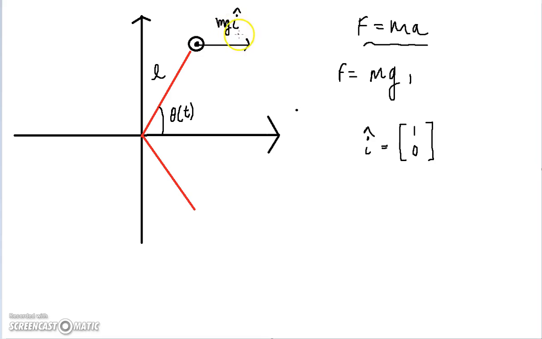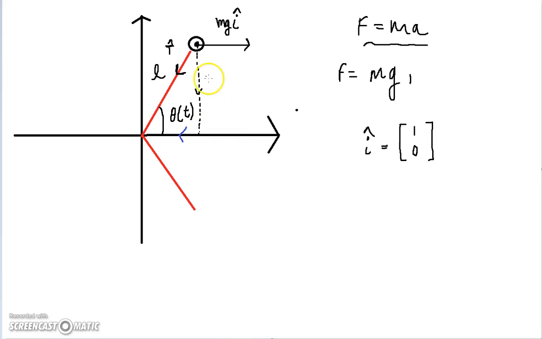Now, I said mg i hat is a force that acts on the pendulum bob of mass m. If it's attached to a string, we also have a tension force. So there's a tension force, I'll call it T hat, that acts on the pendulum. We can resolve that force like this. I should change color, so I'll use blue.